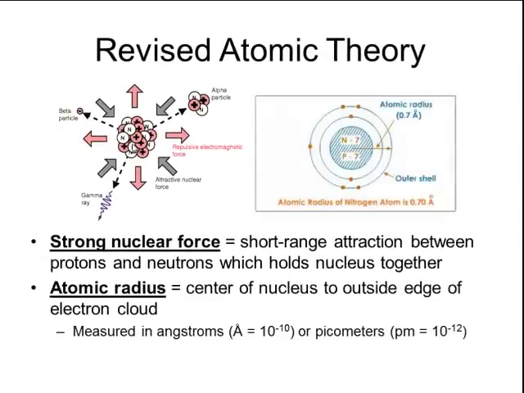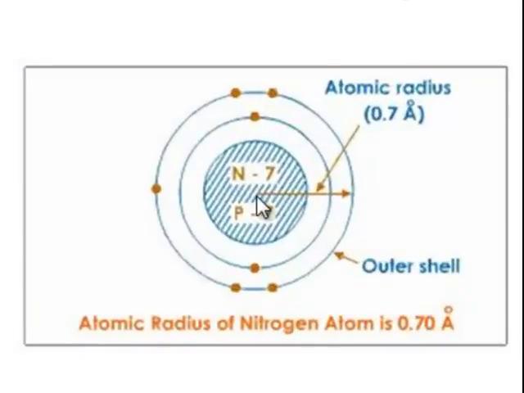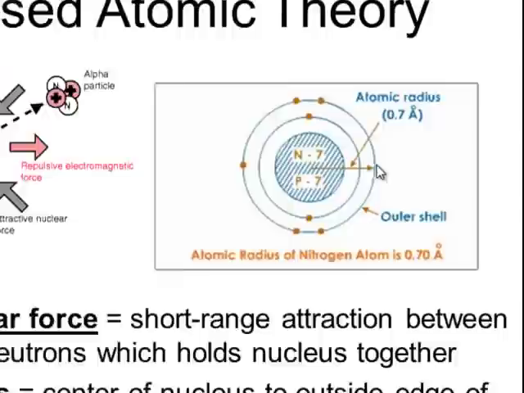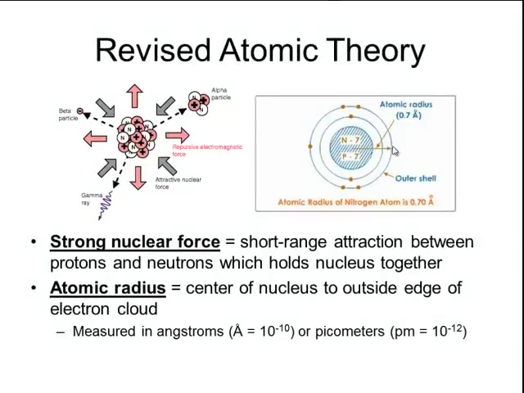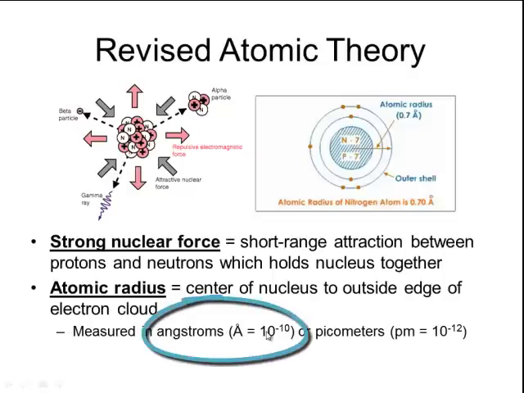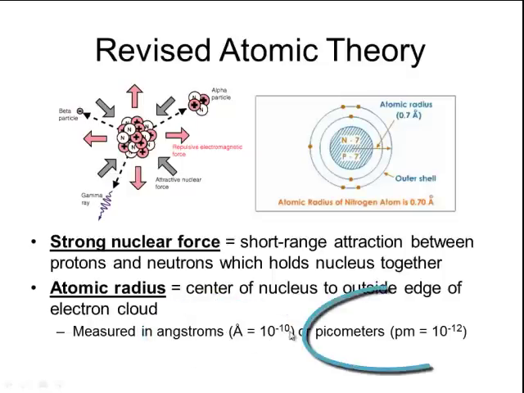The net force on the atom between those repulsive electromagnetic forces and those attractive, strong nuclear forces determines the atomic radius of the atom. And you can measure the atomic radius by locating the center of the nucleus and traveling to the very outside edge of the outermost electron cloud, just like the radius of a circle. Now, because atoms are very, very small, they're often measured in very tiny measurements called angstroms, which is 10 to the negative 10th meters, or in picometers, which is 10 to the negative 12th meters.